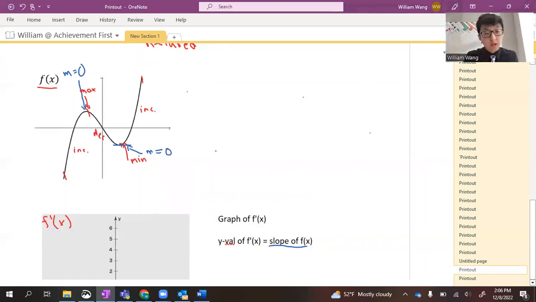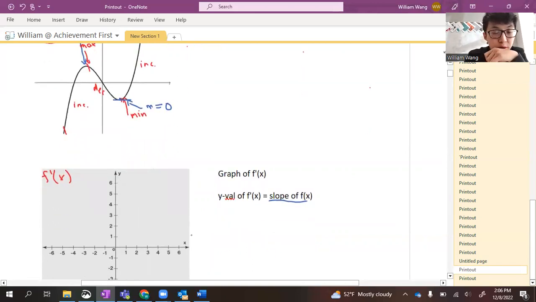Right? So that is a great starting point for drawing my derivative. My slope of f of x is going to be equal to my y value of f prime of x. So on the f prime of x graph, at the same sort of point, maybe around right here, I'm going to draw, instead of the slope being 0, it's now a y value that is 0. So my y value being 0, this is my y-axis, my y value being 0 is going to be right here.